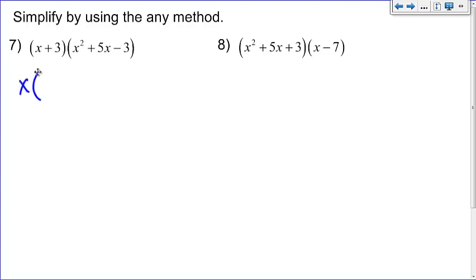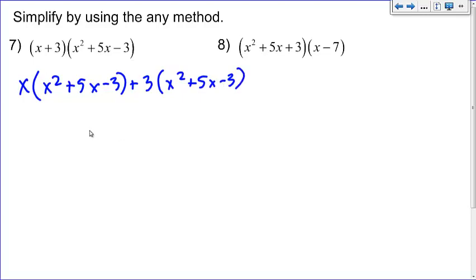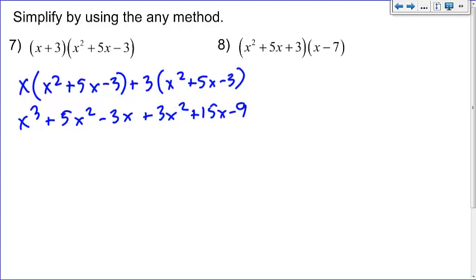So here we go with the distributive method. Again, remember to break apart the first grouping. So then I'll have plus 3 times the same trinomial, x squared plus 5x minus 3. Now we'll go ahead and distribute. So x cubed plus 5x squared minus 3x. Now I'm ready for the next term. So plus 3x squared plus 15x minus 9.